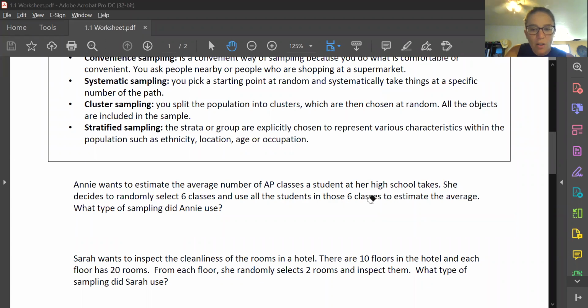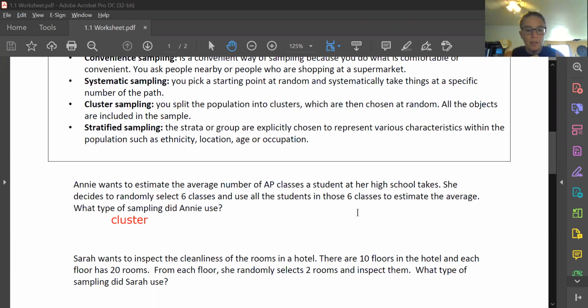She used all the students in the 6 classes that she chose. Since she used all of them, it was a cluster. Okay, see, it's easy to mix them up. Groups, if she picks an entire group or 6 entire groups, 6 AP classes, everyone in them, then that was a cluster.